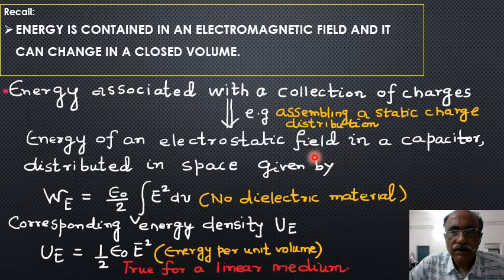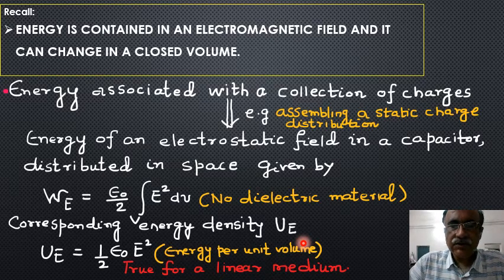Such an energy of an electrostatic field in a capacitor is distributed in space and is given by We equal to epsilon 0 by 2 volume integral of E square dV. We have assumed that no dielectric material is present here. And from the above equation, we can find out the corresponding energy density, which is UE equal to half epsilon 0 E square. This energy density is the energy per unit volume, and this expression is true for a linear medium.